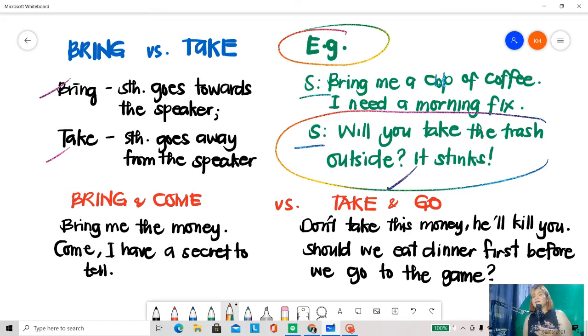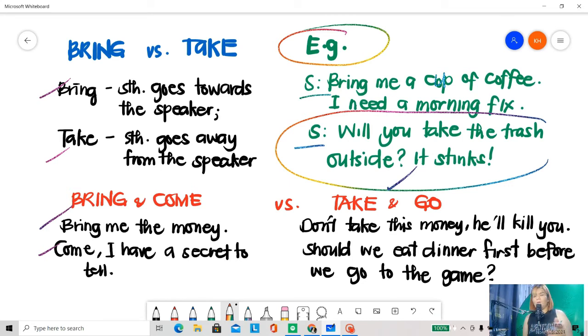My point basically here is pareho sila ng nature. Bring and come, towards you, inward, okay? Take and go, away from you or outward. So, more examples to practice on. For example, bring me the money. So, papunta sa'yo, dalhin mo sa akin yung pera, bring me the money, and then, come, I have a secret to tell. Come, I have a secret to tell. Halika dito, may sasabihin ako sa iyong sikreto. So, again, diba, papunta sa'yo yung action.